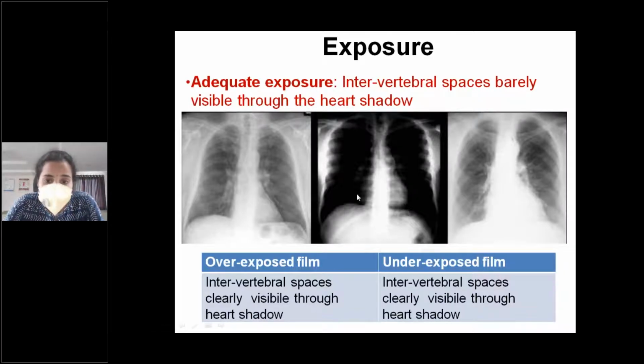Now here you are able to see the cardiac shadow, and the intervertebral spaces are very clearly seen. So what is this? This is an overexposed film. You are very clearly able to appreciate the intervertebral spaces. That means it is an overexposed film. But here, when you try to read this film, you are not at all able to appreciate the intervertebral spaces, not even the ribs that are behind or anterior to the cardiac shadow. That means this is an underexposed film.